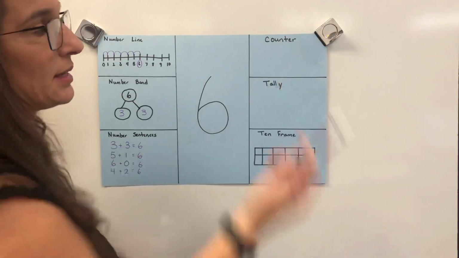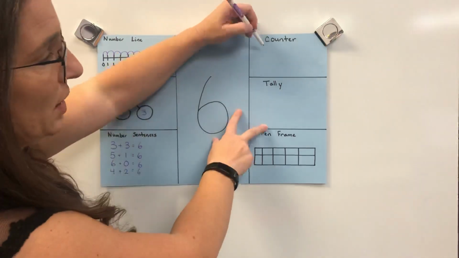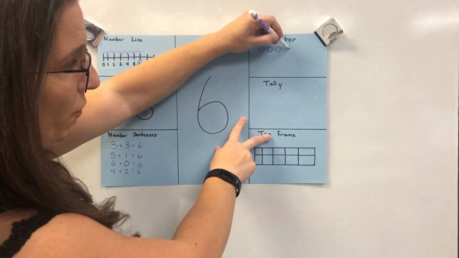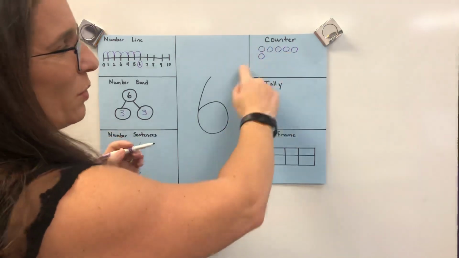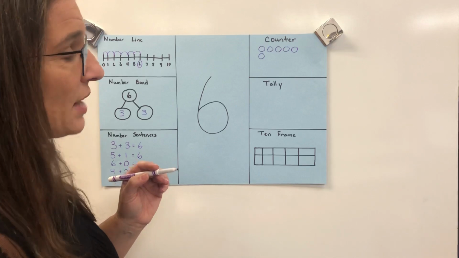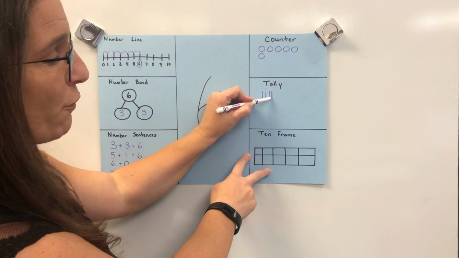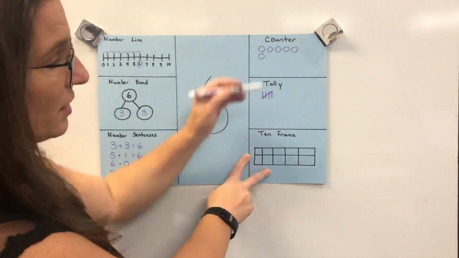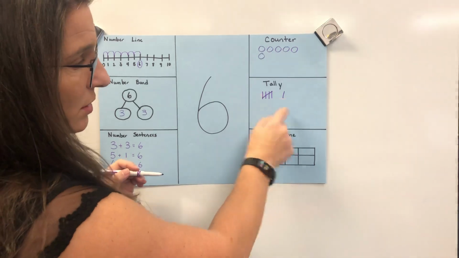Over here, let's make 6 of something. Maybe your favorite shape is a circle. So we could make 6 circles. 1, 2, 3, 4, 5, 6. I like to put them in rows of 5 because then they're easy to count. They look like they're in a 10 frame. Tally marks. 1, 2, 3, 4. Number 5 crosses, remember? That's 5. And then 6 is just 1 more. So 5 and 1 more, that's 6.